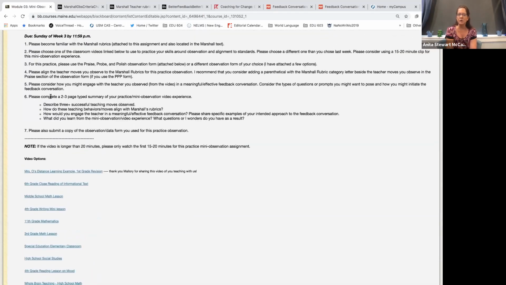And so once you've had the opportunity to observe using one of the tools, then you're going to do that dance where you're going to look back at the Marshall rubrics and say, okay, based on what I saw, what are the connections? So if you use the praise, probe, and polish form, you'll do that parenthetical again. If you used that content alignment strategy impact form, the same parenthetical.